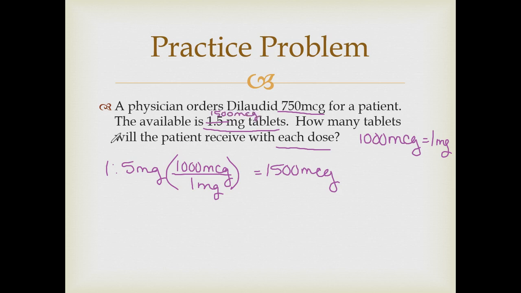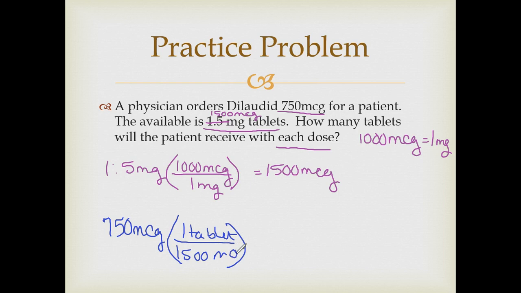So I'm going to take my dose of 750 micrograms and figure out how many tablets I have. So I have 750 micrograms, and for every 1 tablet I have 1,500 micrograms. So I have 750 divided by 1,500, that's 1/2 of a tablet. And that's for 1 dose.